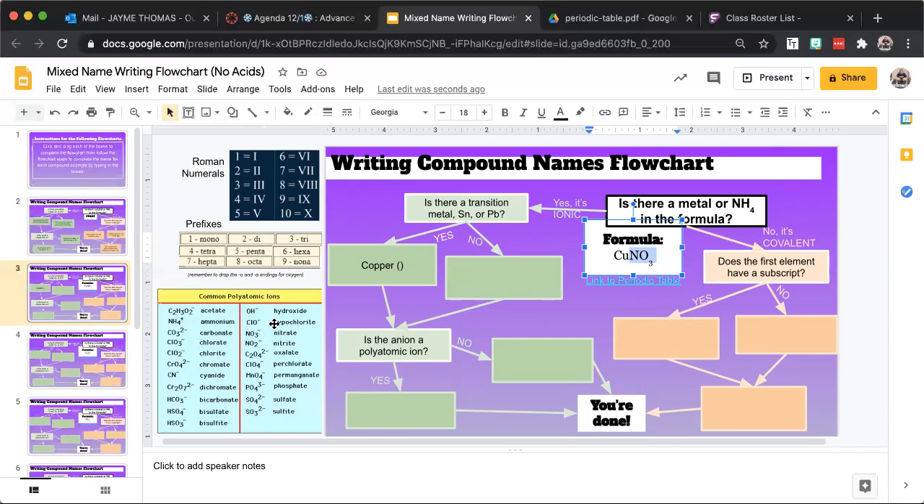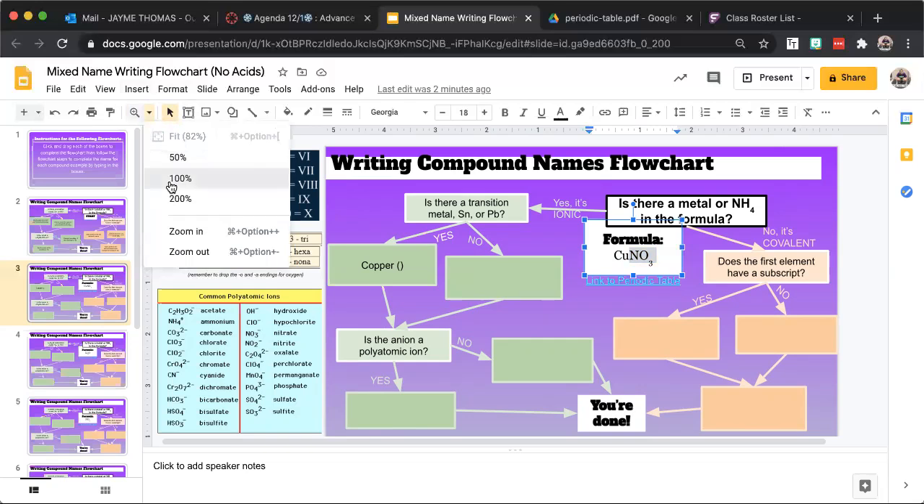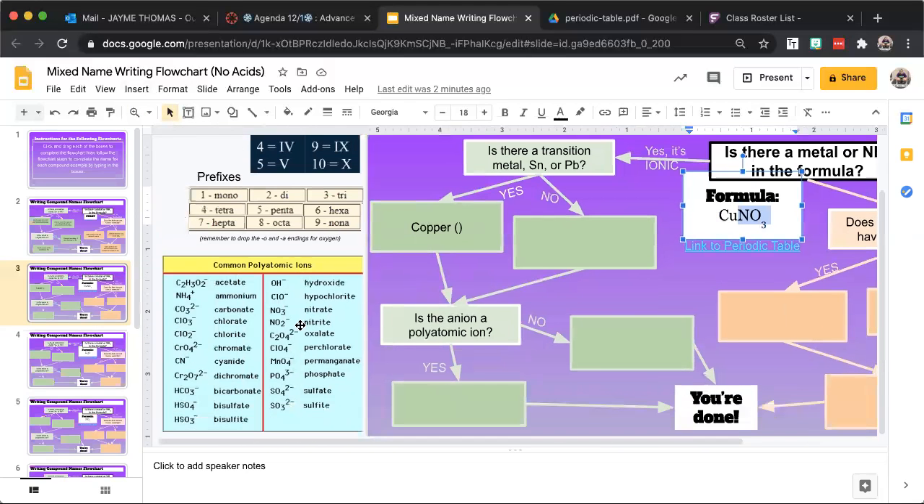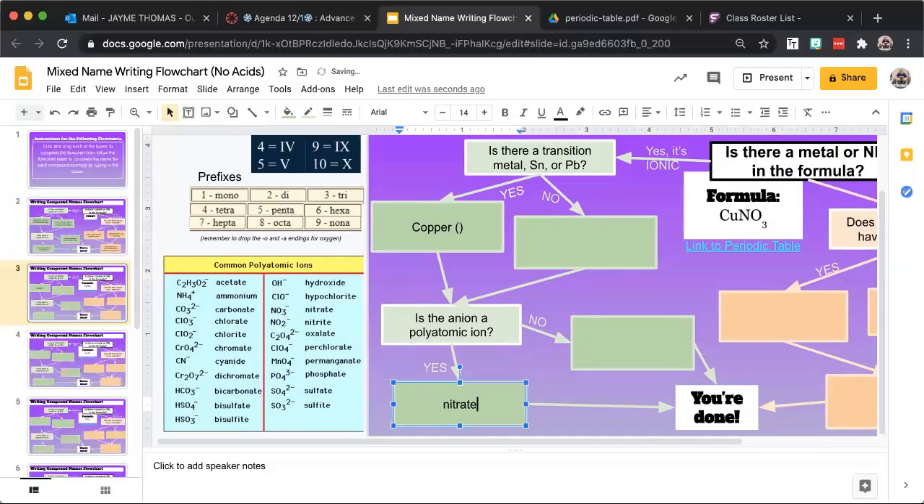So that means I'm going to come over here and look at a list. You can look one up on the internet, or you can use the one that's on Canvas in the lesson. I'm going to zoom in just a little bit so that you guys can see this better. Okay, so I'm looking for NO3. If I look through this list, NO3 is right here, and it has a -1 charge, and the name for that is nitrate. So it is a polyatomic ion, and the name of it is nitrate, okay? So it's going to be copper something nitrate.